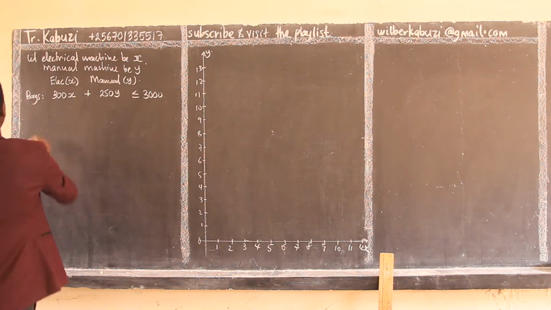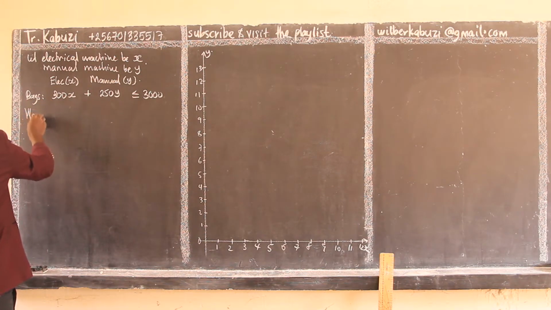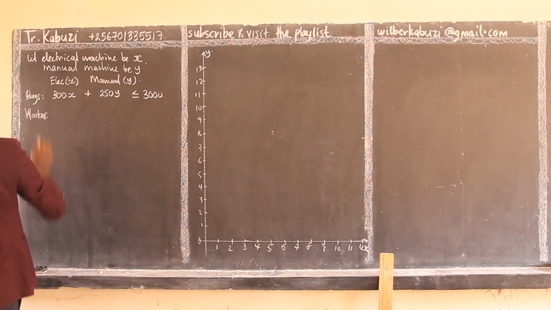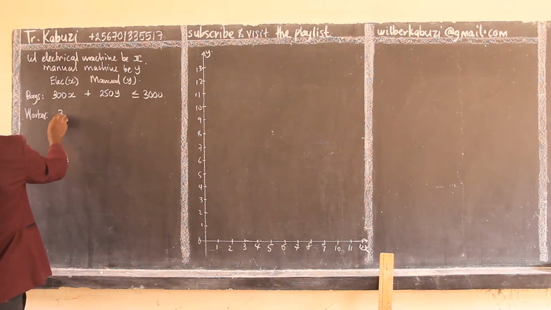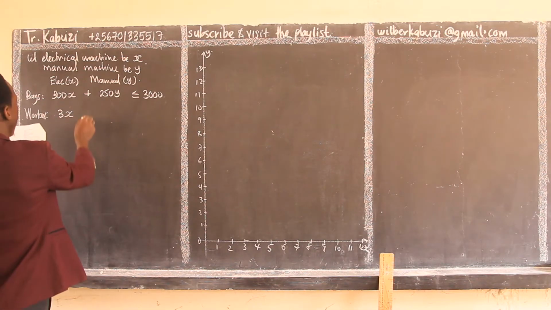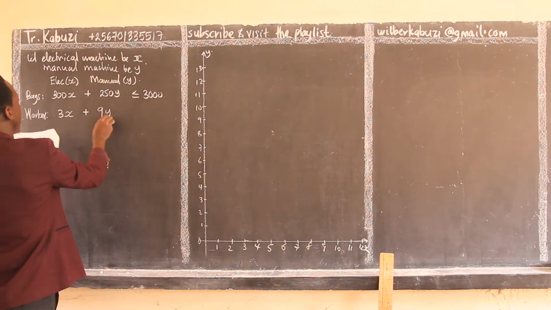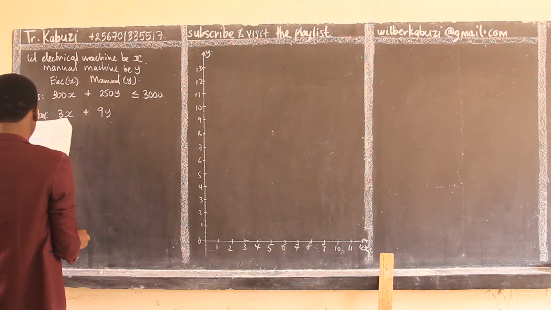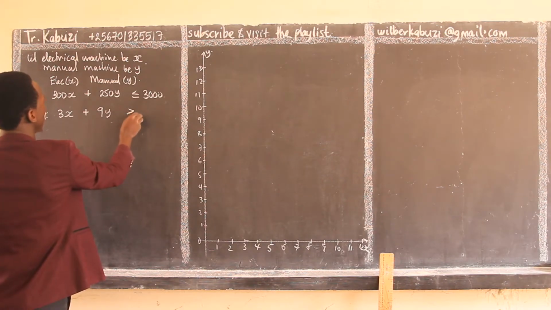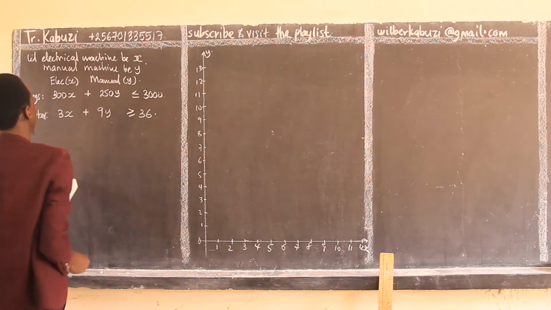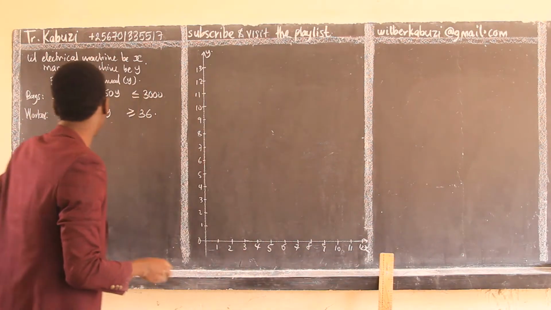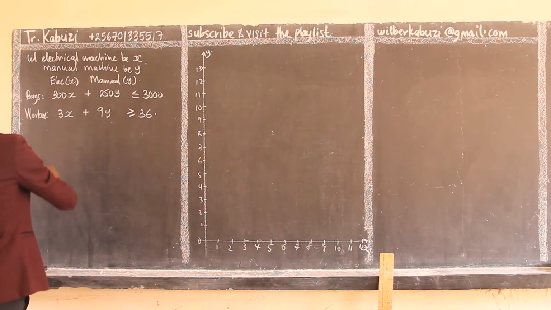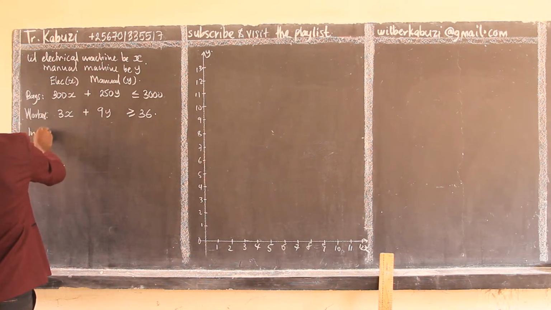So now we also have workers. The electric machines, they need 3 workers to operate them. The manual machine needs 9 workers. It told us that at least 36 workers must be employed daily. So the workers should be at least 36 on a daily basis. So I think those are our inequalities, of course. So we can come here and write now our inequalities.